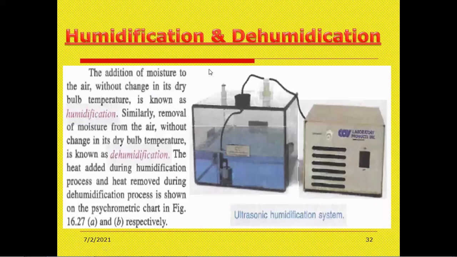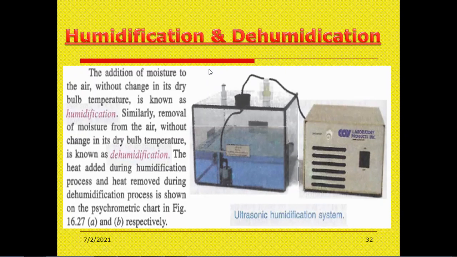Next one is humidification and dehumidification process. So this is the third process in the psychrometry process. The figure shows the ultrasonic humidification system. The addition of moisture to air without change in its dry bulb temperature is known as humidification.